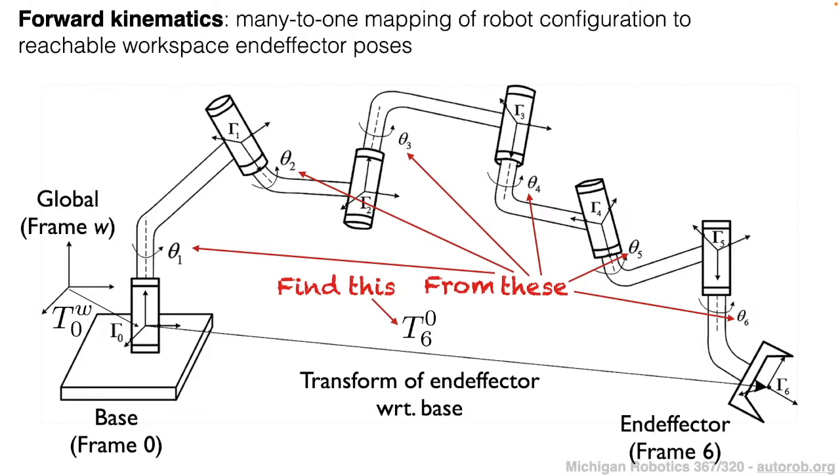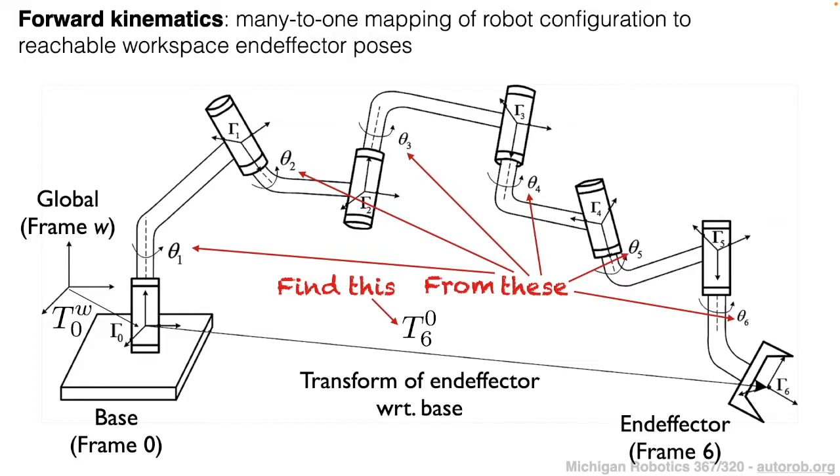Within forward kinematics, as a refresher, we said that it's a many-to-one mapping of robot configuration to reachable workspace of the end effector. Another way of thinking about that is our goal of finding some transformation that would describe the position of the end effector with respect to the world frame, T sub 6 superscript 0, from the given joint angles of the robot arm. So our goal in forward kinematics is to find this transformation based on each of the joint angles, describing the angle of rotation and prismatic translation of each joint along the kinematic chain.